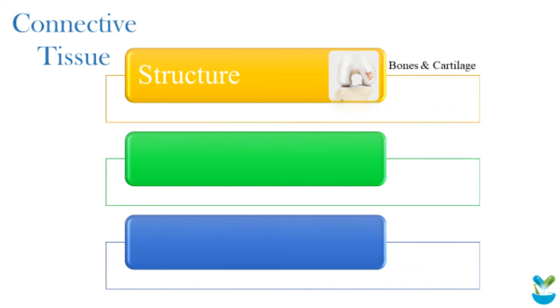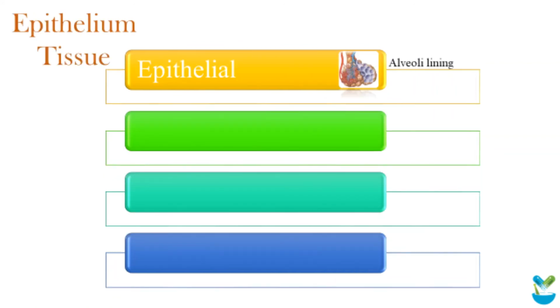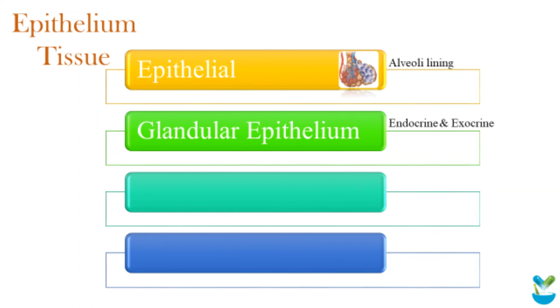Connective tissue is a type of tissue that connects, makes structures, provides support, and also transports substances within the body. Epithelial tissues are widespread throughout the body. They form the covering of all body surfaces, line body cavities and hollow organs, and are involved in absorption. Glandular epithelium is found in endocrine and exocrine glands, where it is responsible for different secretions.